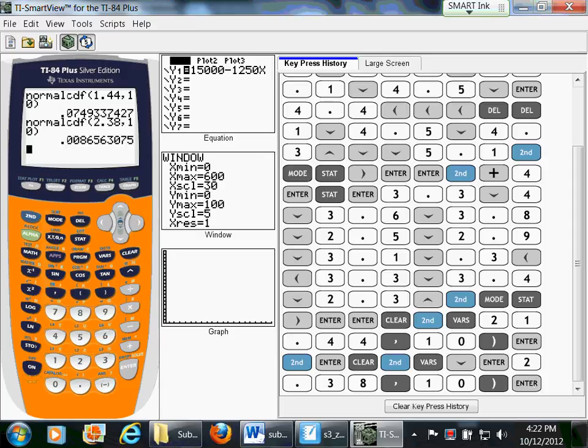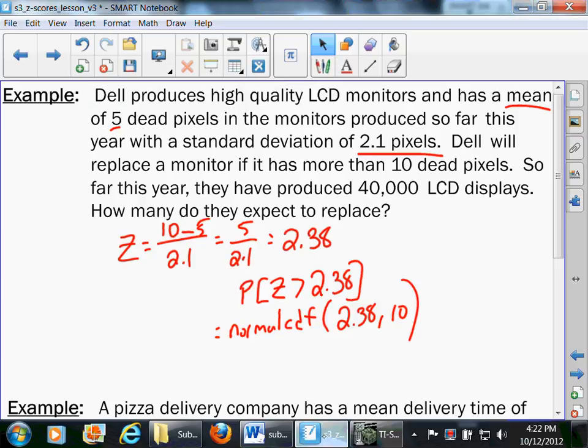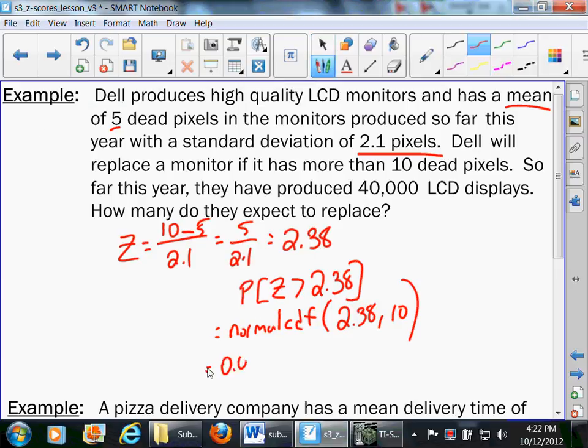Now we're going to have to write this out to several decimal places, because we can't write this down to 1%. So let's write this out to 0.0087, which is not even 1%. It would be 1% rounded.